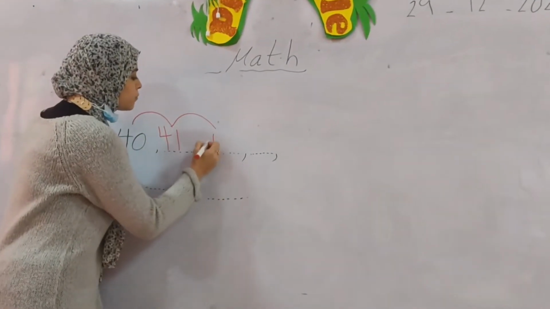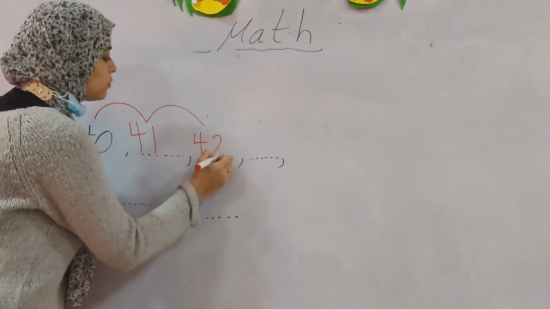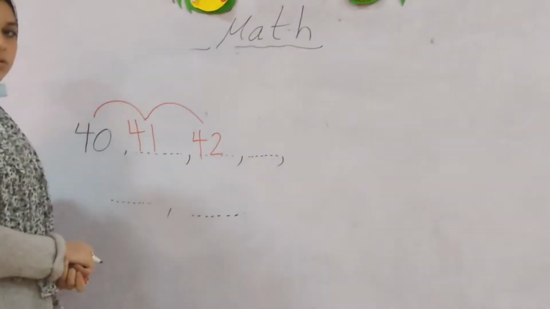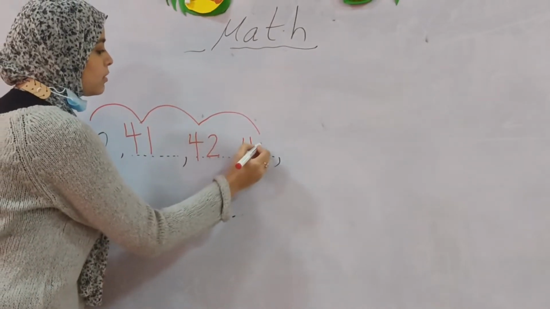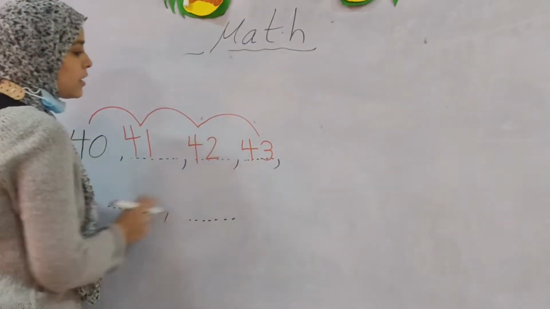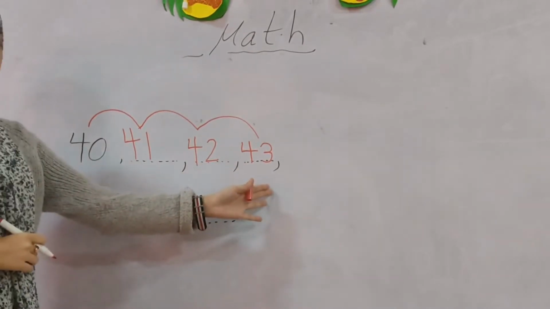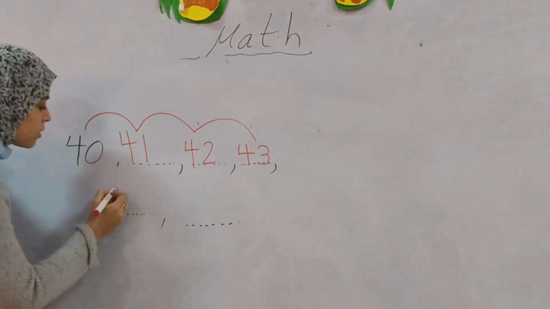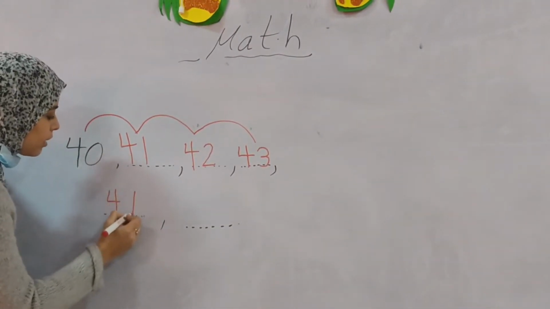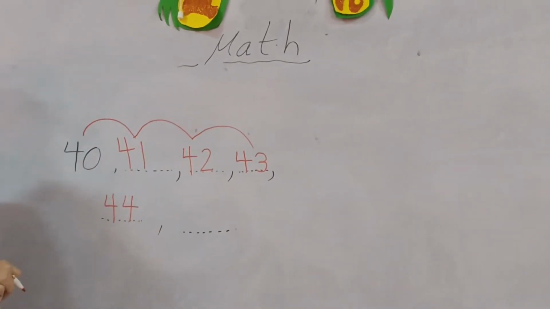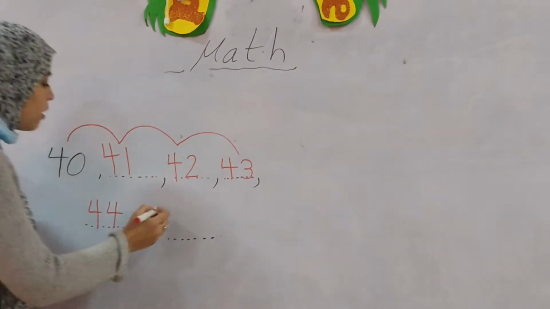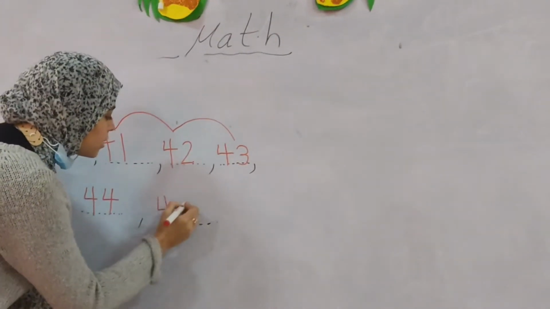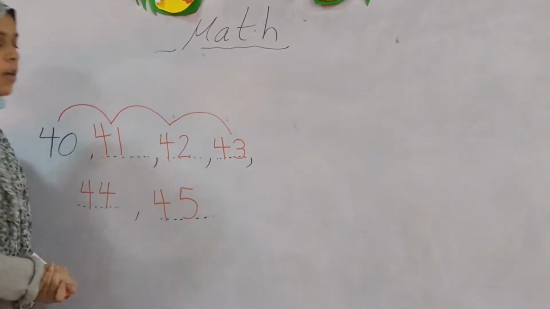Very good. 4 and 2. After 42, 43, 4 and 3. After 43, 44, 4 and 4. And the last number we have after 44, 45. Excellent. 4 and 5.